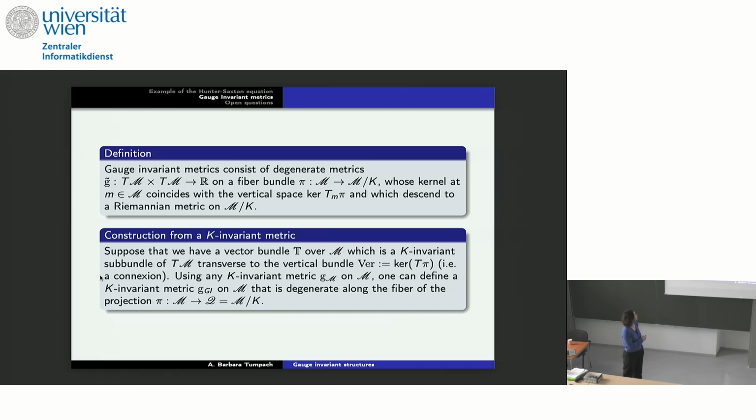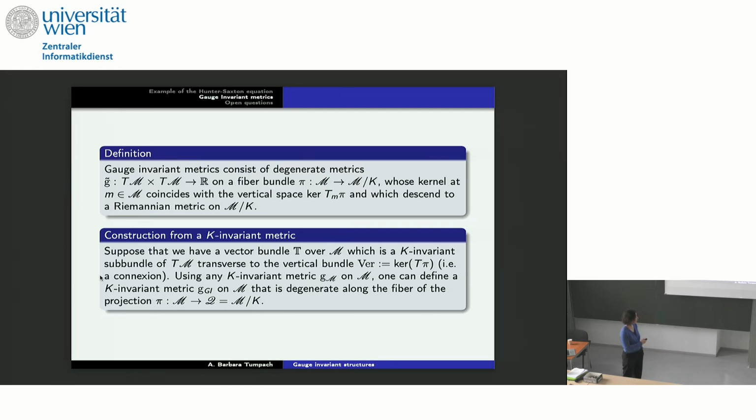Well, there are many ways, but one way is if you are lucky, you can have a vector bundle. I call it T because it's transversal. It's a transversal vector bundle. It's transversal to the kernel of the projection, which is called the vertical space.